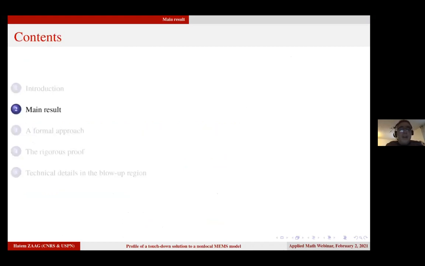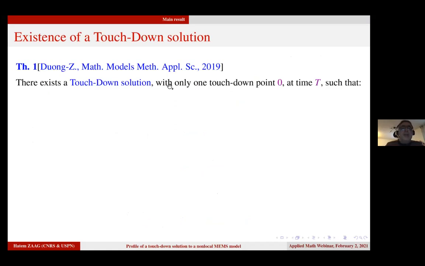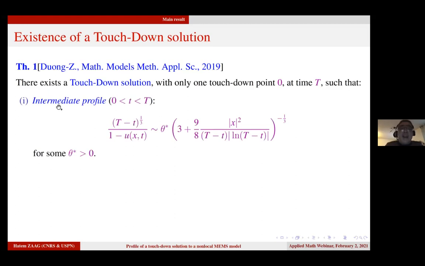Now I will give the main result of our paper, which had already appeared, I think, maybe not in 2019, maybe 2020. I have to check, maybe 2019. Okay, so yes, there is a touchdown solution with only one touchdown point, the origin, because I take omega which contains the origin, at some time capital T, and now I have two notions of profiles.